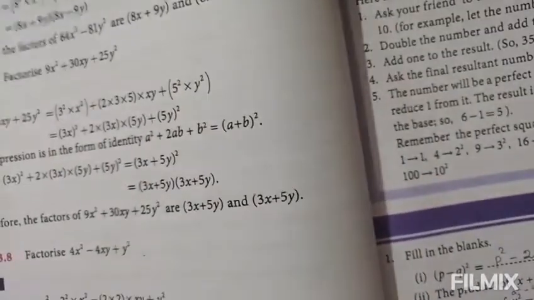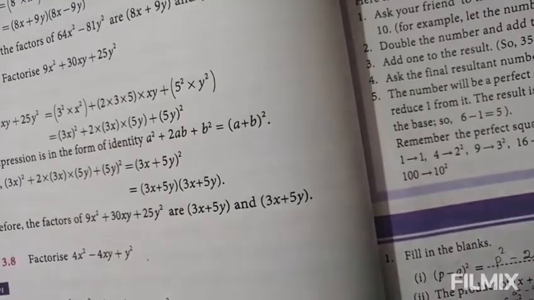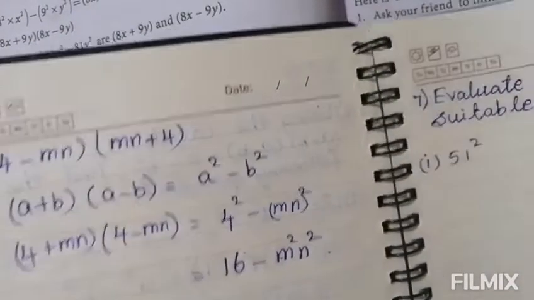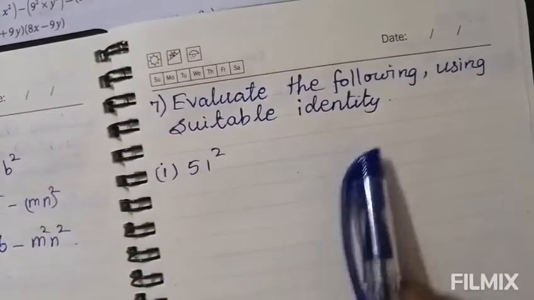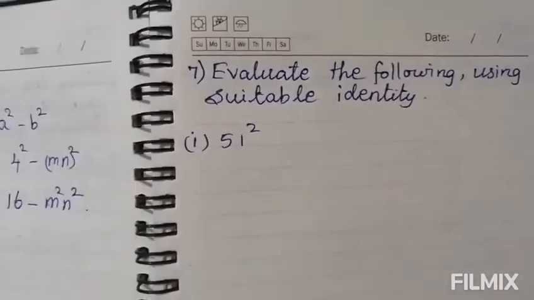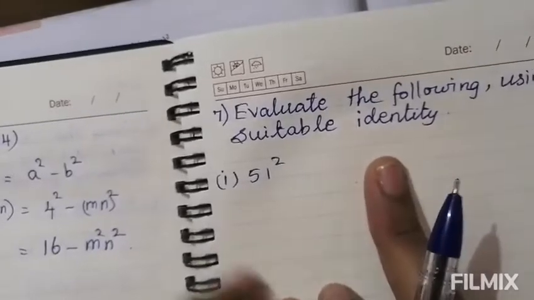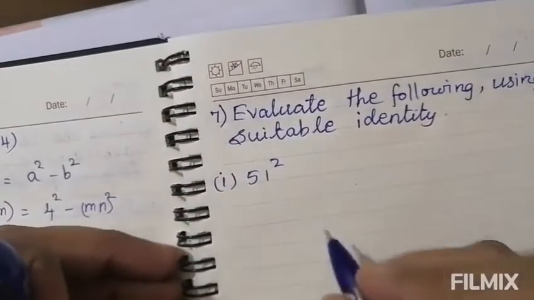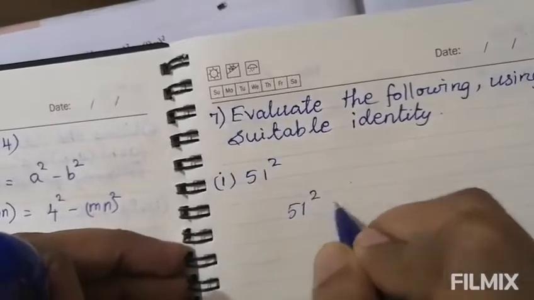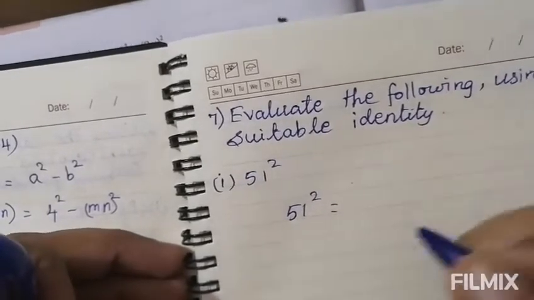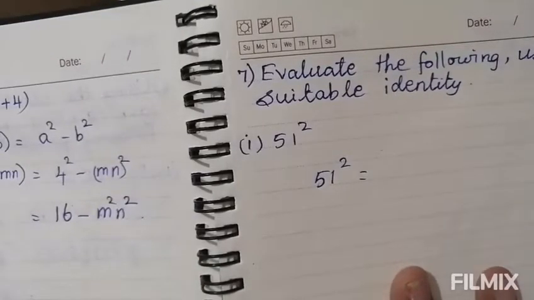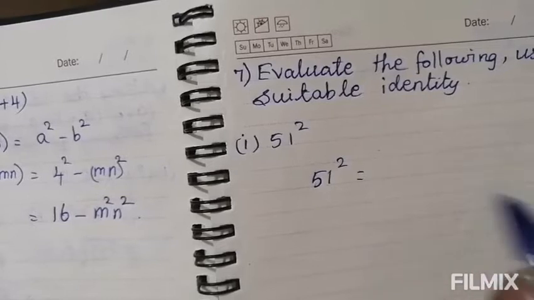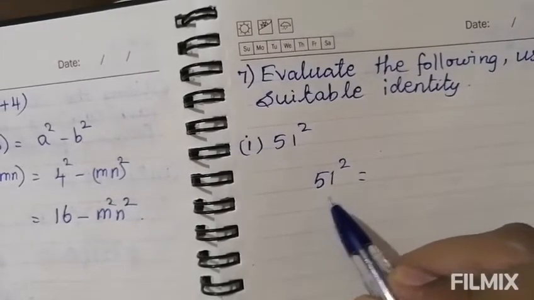Next, seventh problem. The sixth problem we finished in the last class. So now the seventh problem: evaluate the following using a suitable identity. So we know 4 identities. Using that you have to evaluate this: 51 square. Square means you have to use the square formula. 2 square formulas we know. What are they? (a plus b) the whole square and (a minus b) the whole square. So first you represent this as a plus b.